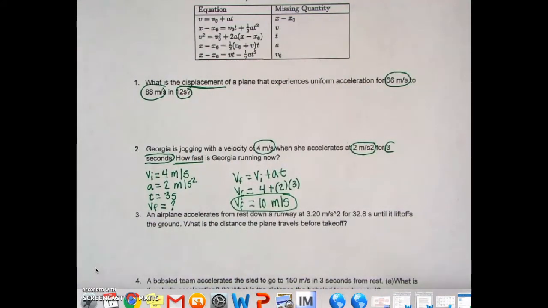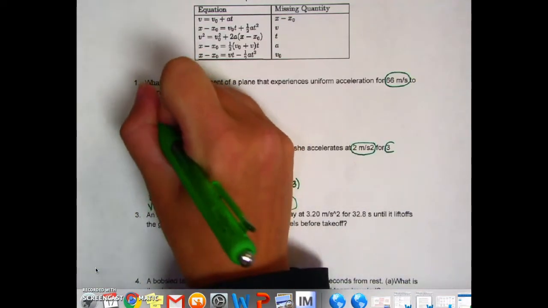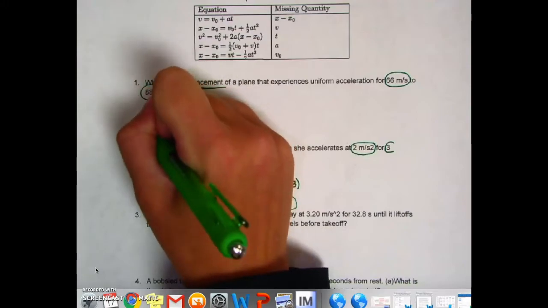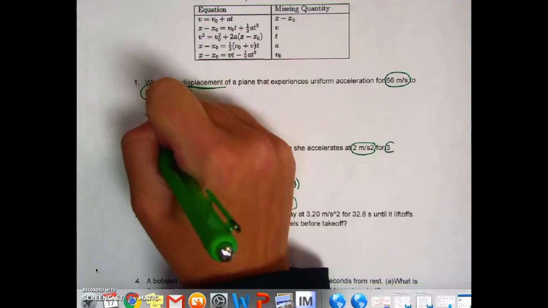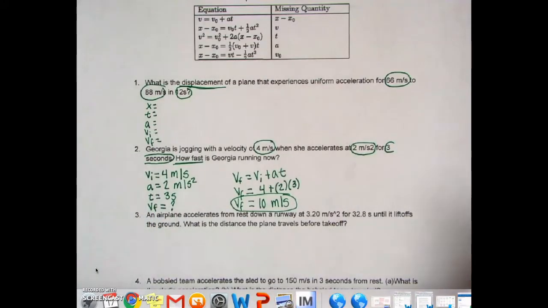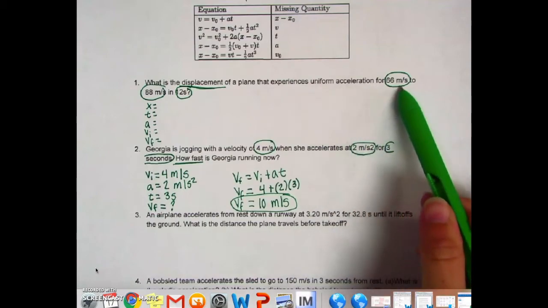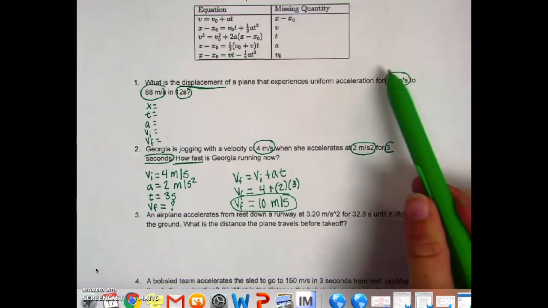An easy way to determine what we have, what we're looking for, and what we don't have is, I always suggest, write out the 5 possibilities. So I'm going to write out X, T, A, VI, VF, and then fill in my list this way. I know it says acceleration, but we know it's in meters per second, so this has to be a type of velocity.